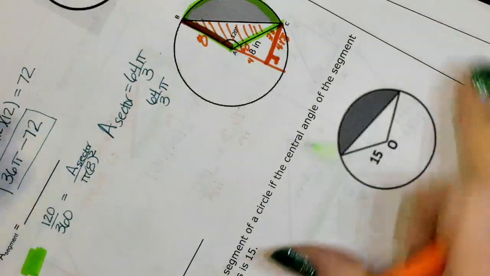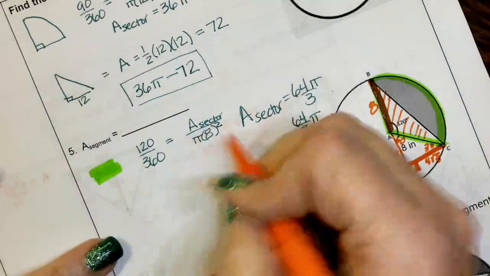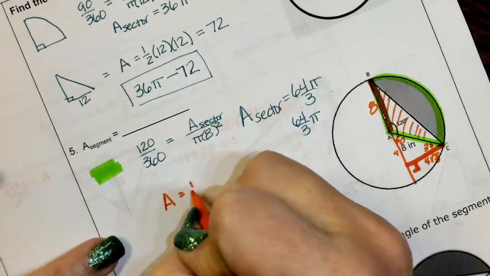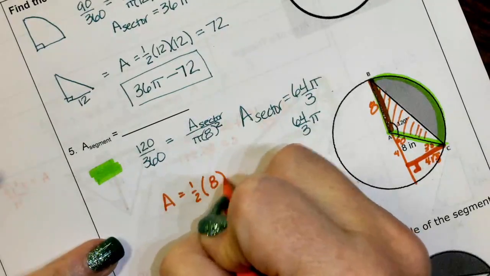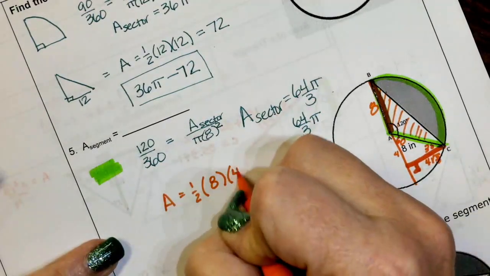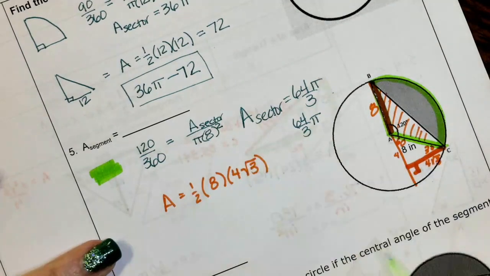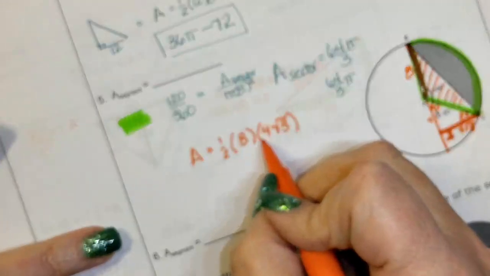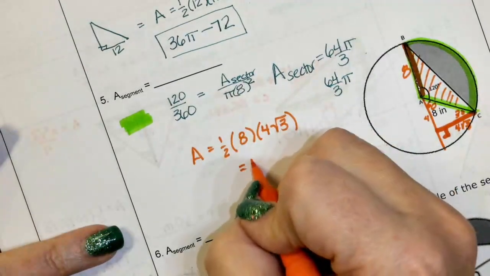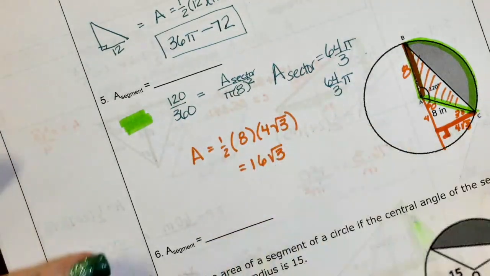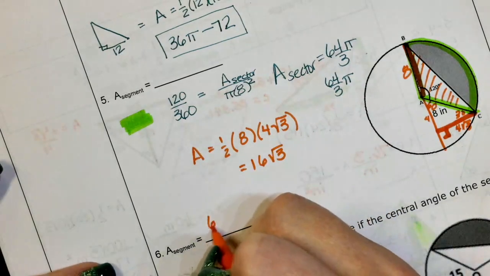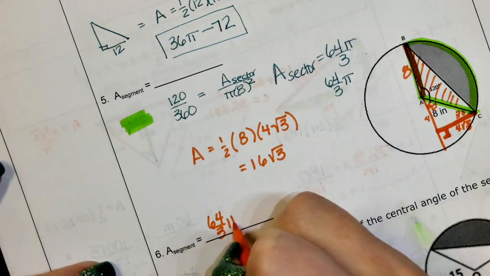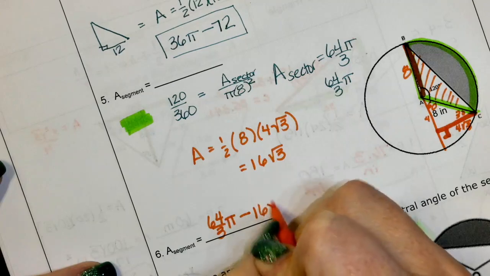So we find the area of the triangle. The area of the triangle is 1/2 the base, which was 8, times the height of the triangle, that outside height, 4 root 3, so you get 32 divided by 2, that is 16 root 3. This is the ugliest answer, y'all. 64 thirds pi minus 16 root 3.